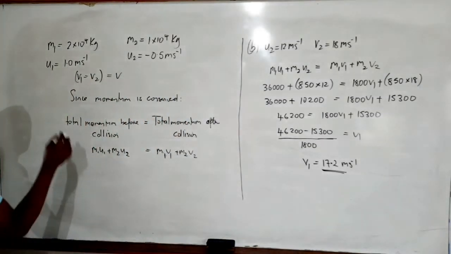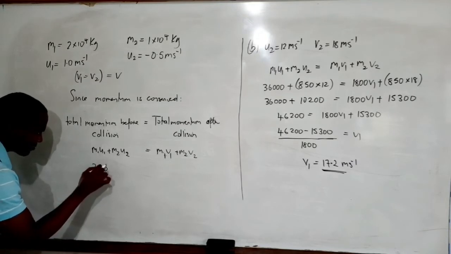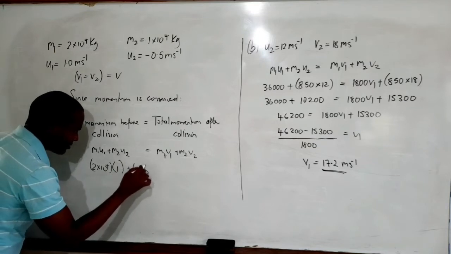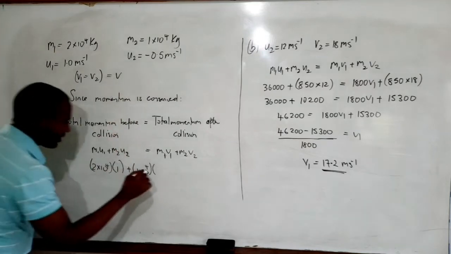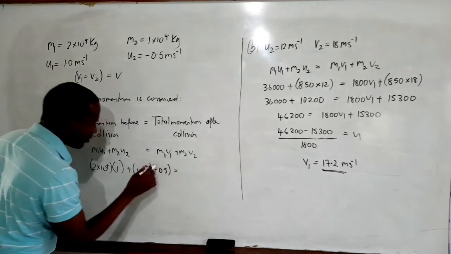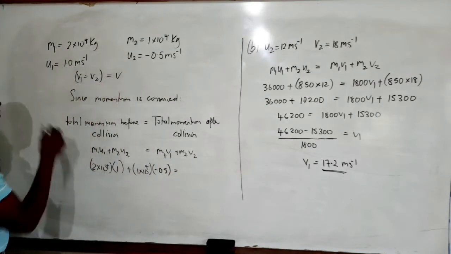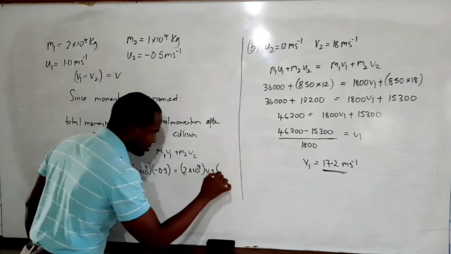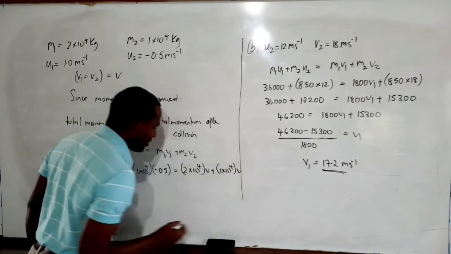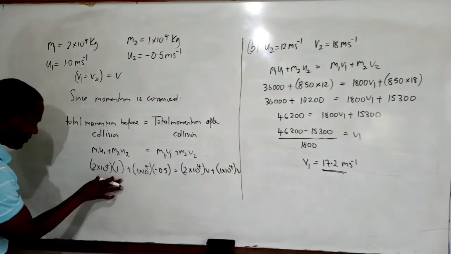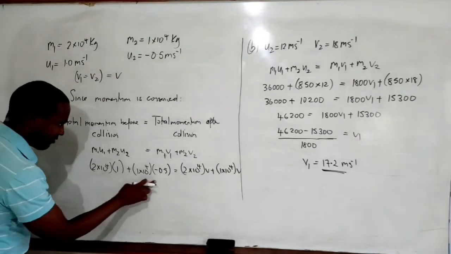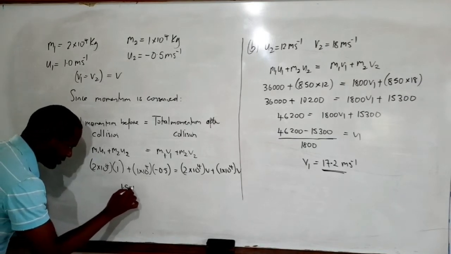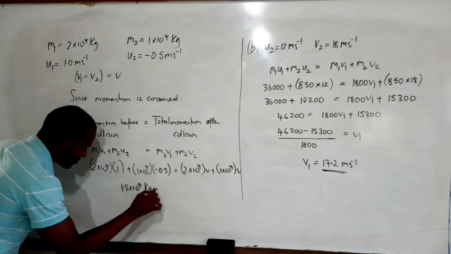So what we have here now, 2 times 10 to the 4 times 1 plus 1 times 10 to the 4 times minus 0.5 is equal to, so the velocity is now common, so this will give us 2 times 10 to the 4 times V plus 1 times 10 to the 4 times V, right? So this becomes 2 times 10 to the 4 and this becomes minus 0.5 times 10 to the 4, so we get 1.5 times 10 to the 4, and this of course will be kilogram meters per second.